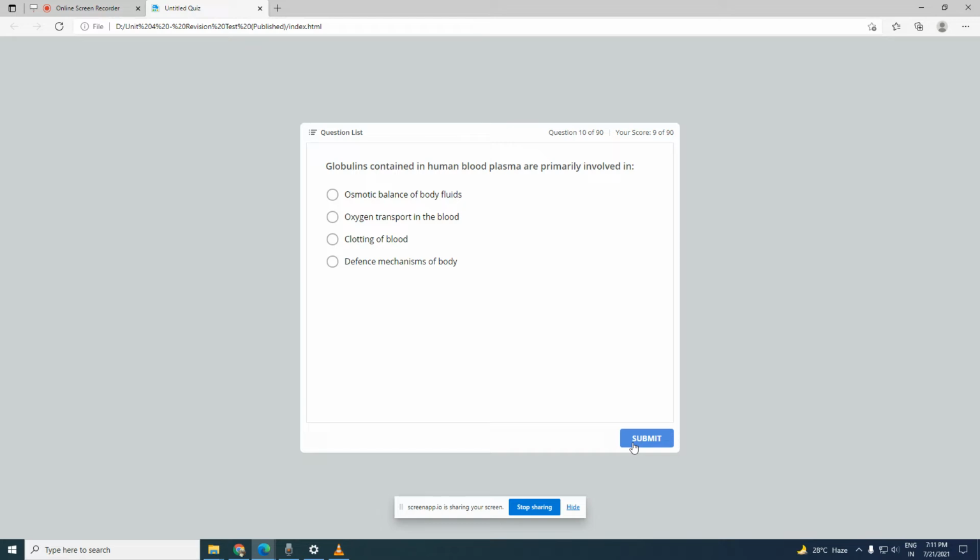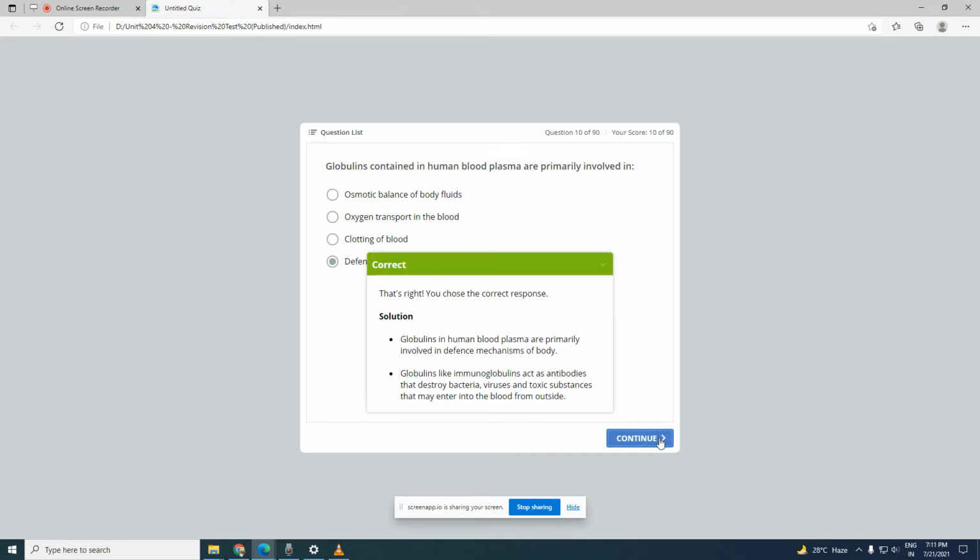Globulins contained in the human blood plasma are primarily involved in osmotic balance of body fluids, oxygen transport in the blood, clotting of the blood, defense mechanisms of the body. Which is the right one? So let me have some water. The right answer is the defense mechanisms of the body.